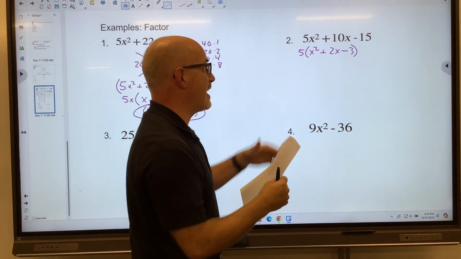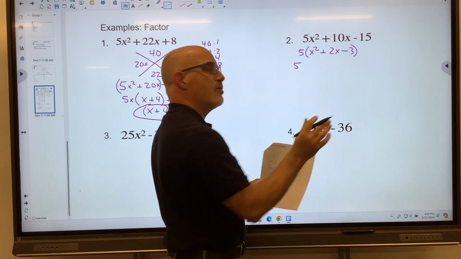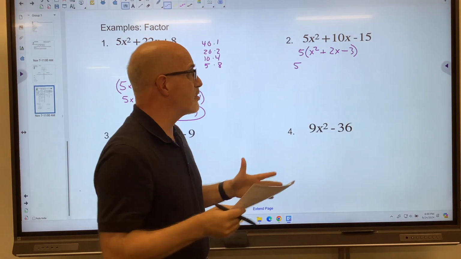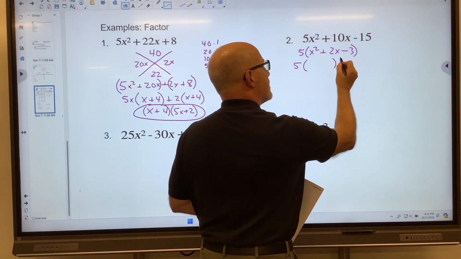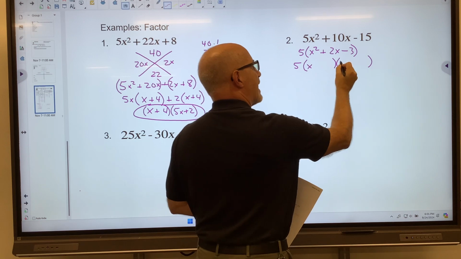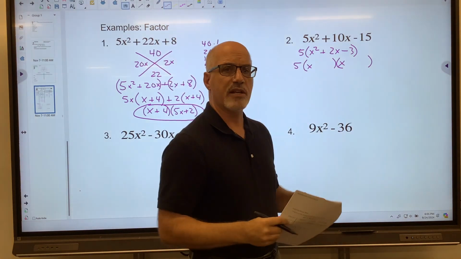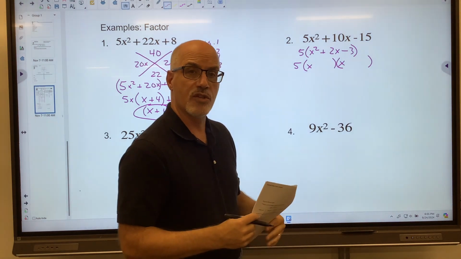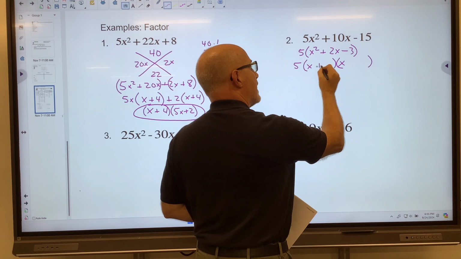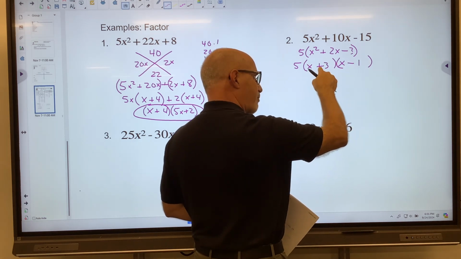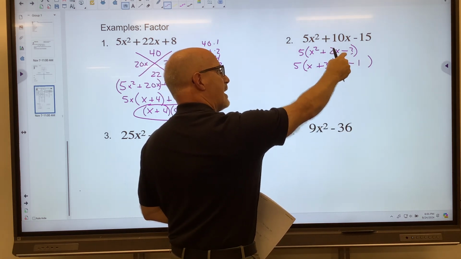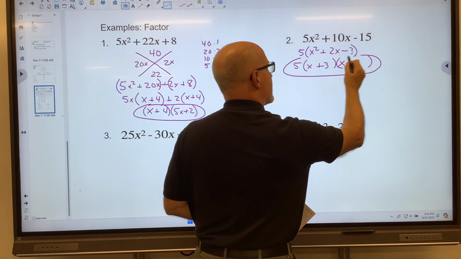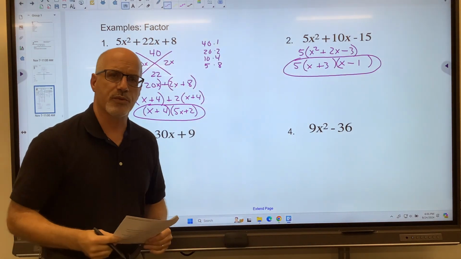Now, this inside part here, you can use the x method on it, using your a of 1, your c of negative 3. It would work, but there's a quicker way. Since the leading term is equal to 1, I just separate it and make it x and x, for separating out the x squared. And now, what two numbers multiply to give you negative 3 and add together to give you 2? Well, that would be a positive 3 and a negative 1. 3 times negative 1 is equal to negative 3. 3 plus negative 1 is equal to 2. So that's a quicker way to do that factorization if that leading coefficient is equal to 1.